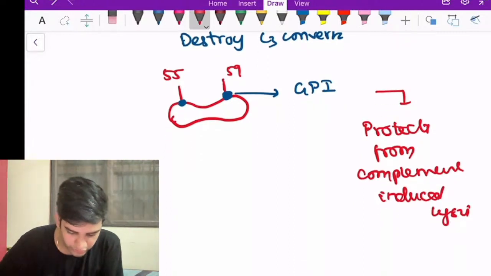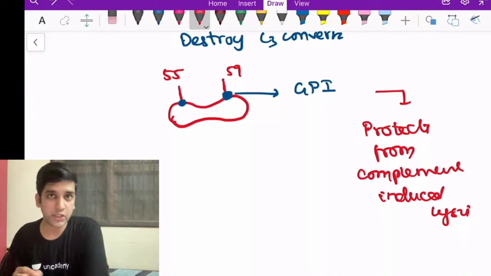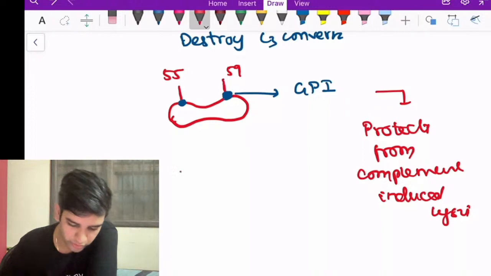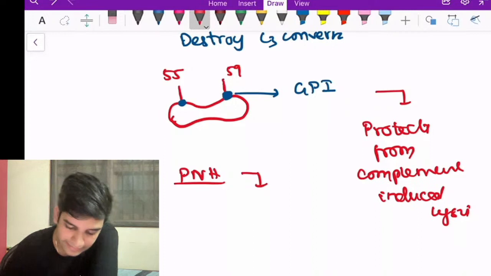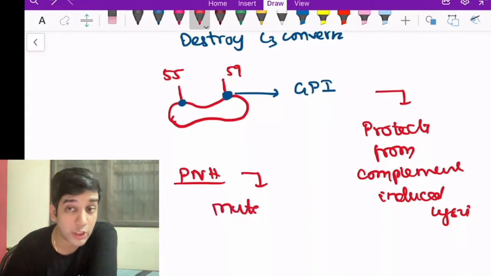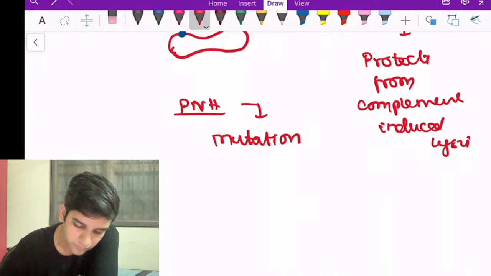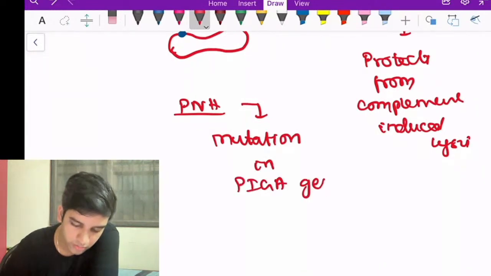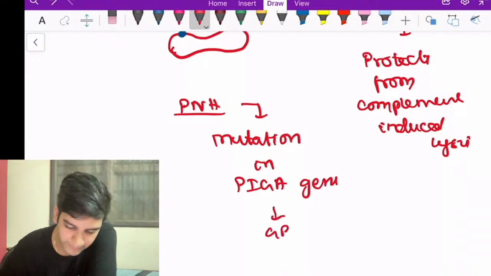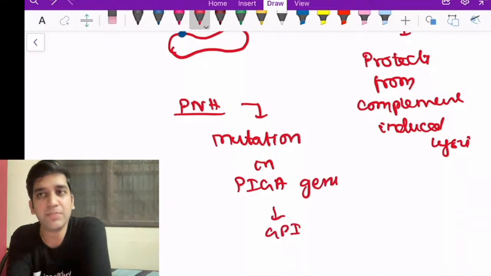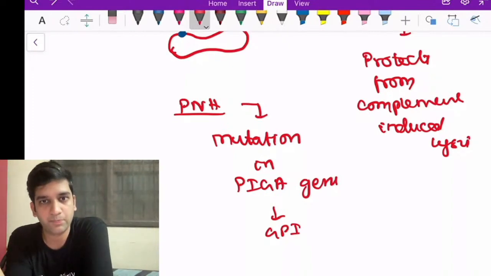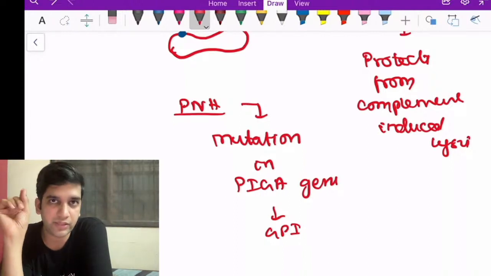So what's going to happen in PNH is, PNH is not an inherited disorder. It's the only acquired intracorpuscular RBC disorder, right? In PNH, there's not a defect in CD55 and CD59. There's a mutation, an acquired mutation, not a congenital mutation, in the PIGA gene. This gene codes for GPI. So in PNH, my main problem is in the GPI. The GPI is abnormal. So when my GPI is abnormal, obviously I'm going to have a problem. I cannot stick my CD55 and 59, right?